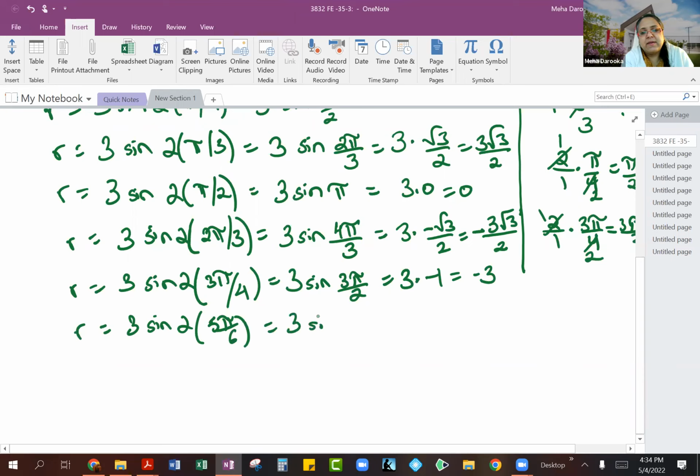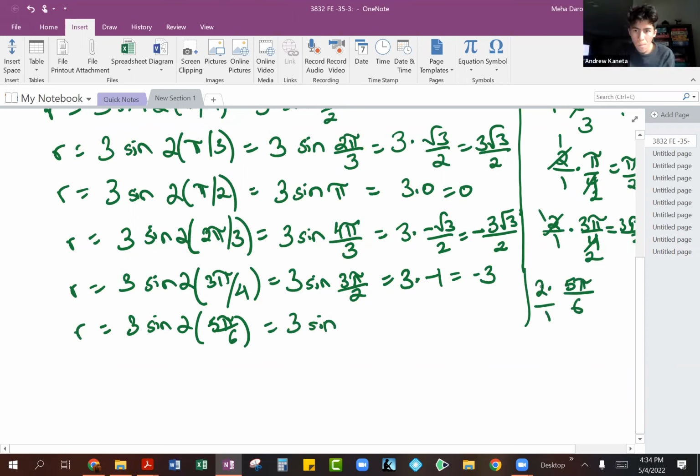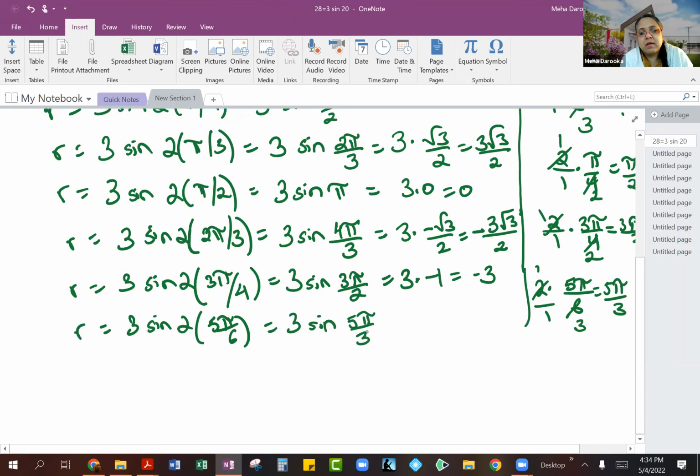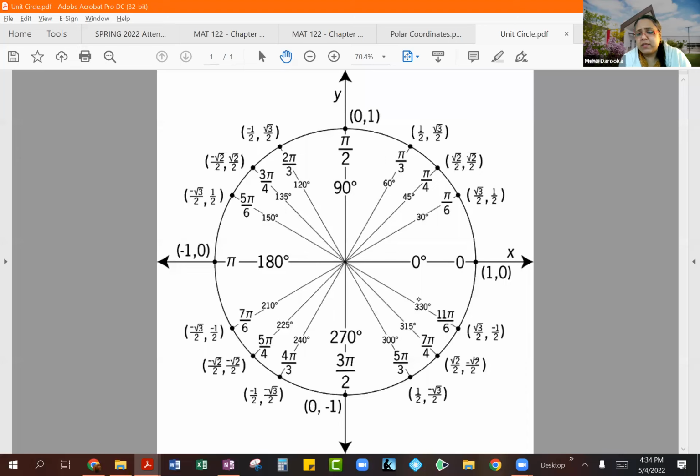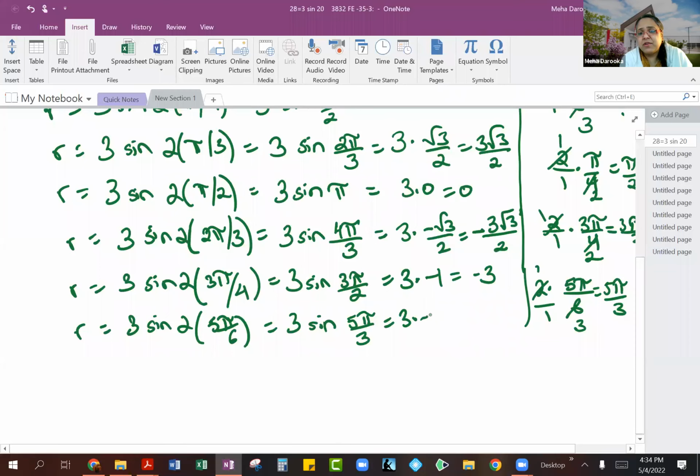Again, what is that angle simplifying into? 5 pi over 3. Very nice. So each of those denominators reduce basically by half. So let's see, 5 pi over 3. Again, your sine value is going to be negative square root of 3 over 2.